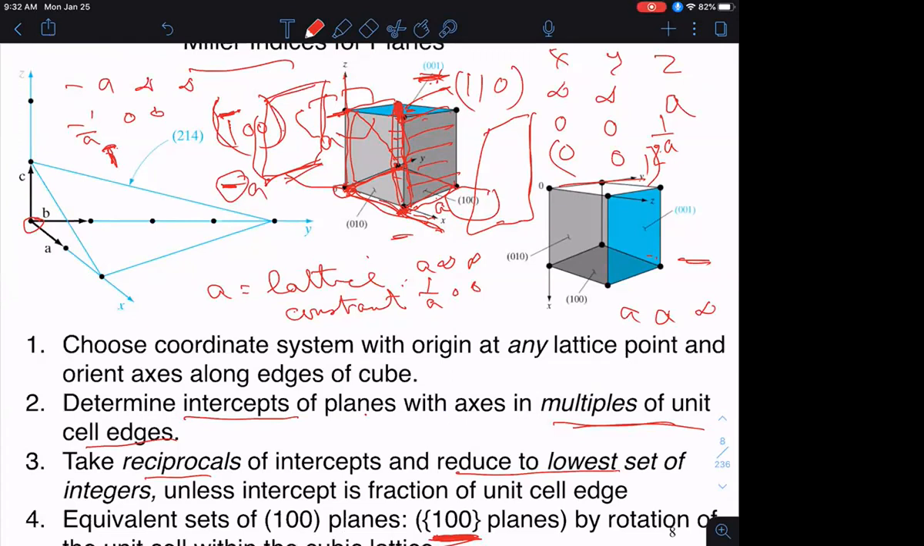That's why this concept of equivalent planes matters. Whether the plane cuts at plus a or minus a doesn't really matter, because remember it's an infinite system. As long as it's the same set of planes shown by these curly brackets 1, 0, 0, the properties will be the same. So a particular specific plane doesn't really matter, as long as it's equivalent to similar, parallel planes.